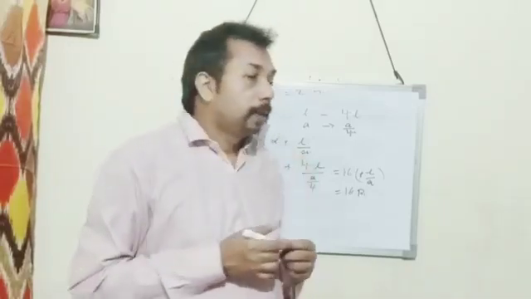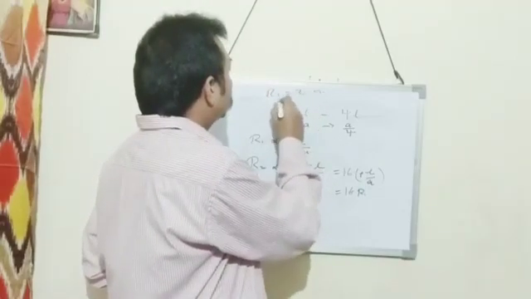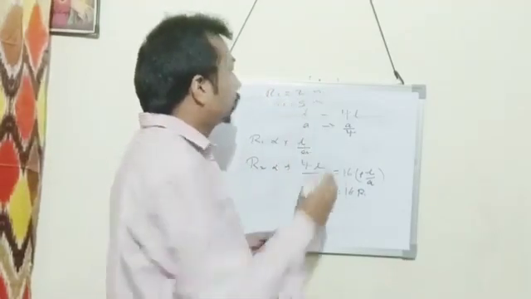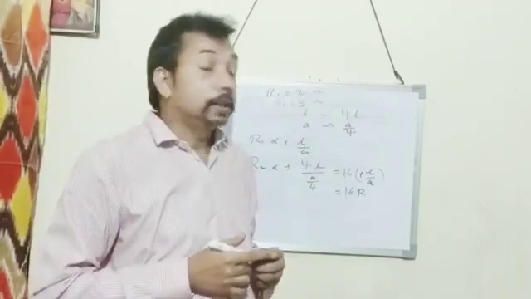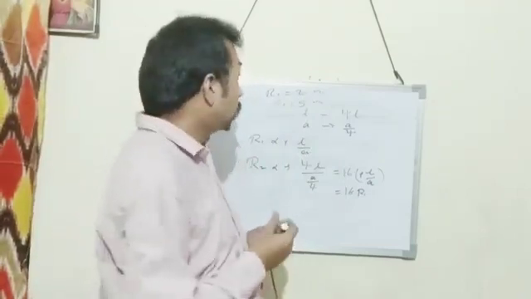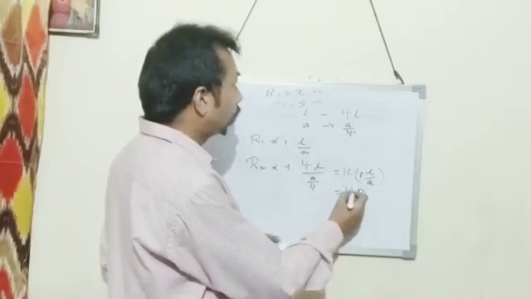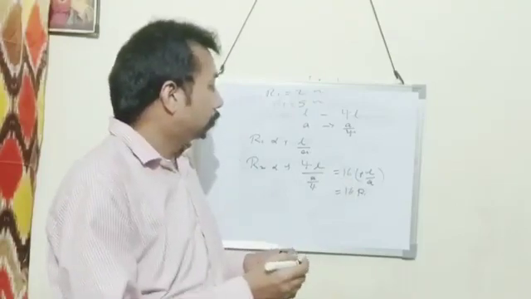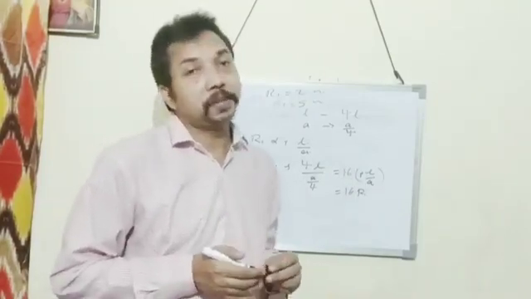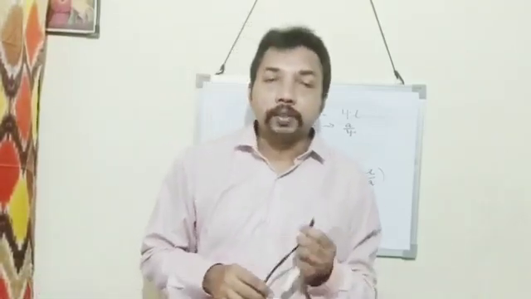Suppose the resistance of a wire is given as 5 ohm, and the length becomes 4 times by stretching. Then what will be the new resistance? So the same method we will follow. Then the new resistance will be 16 into 5, which is equal to 80 ohm. This way we calculate. Now we see the next case.